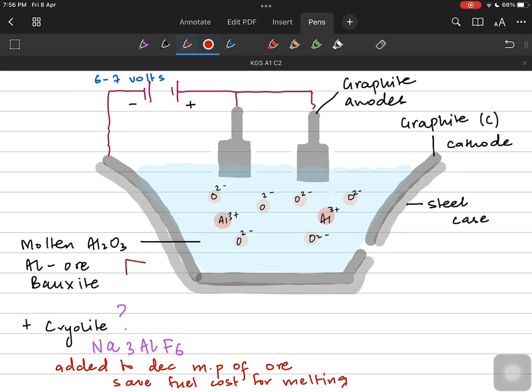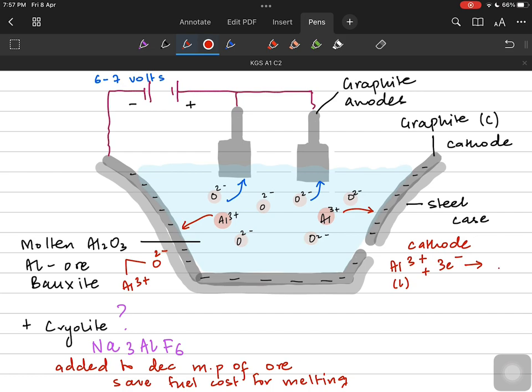You have aluminium ions in the molten electrolyte, and you have the oxide ions, as you can see from the chemical formula and from the diagram as well. So over here, Al2O3, I have multiple aluminium ions, multiple oxide ions here as well. Now you need to know that aluminium ions are the cations, so they're going to go towards the cathode. Oxide ions are the anions, so they're going to go towards the anode. At the cathode, reduction happens. So aluminium ions will gain electrons to make aluminium atoms.